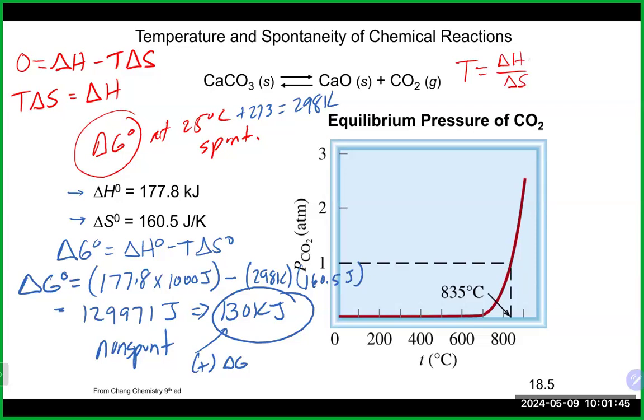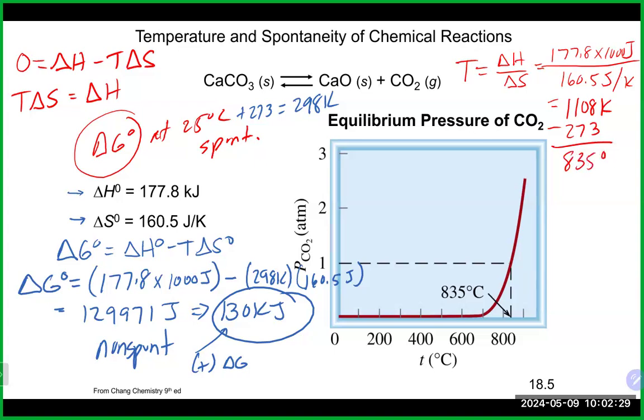Now, if we put our numbers in here, we will end up with our delta H, which once again, we do have to watch units. So I'm going to multiply by 1,000 to get joules, divided by my 160.5, which is already in joules. And that's going to give me, with a little bit of rounding here, 1,108 Kelvin, as that is joules per Kelvin. If I subtract 273 from it, that will give me roughly 835 degrees Celsius. Now, 835 degrees Celsius in this case would be the minimum temperature that would be needed to turn this reaction spontaneous. First off, any questions on that calculation there?